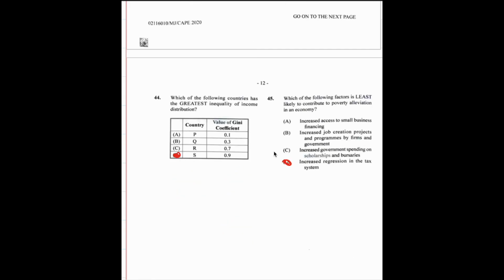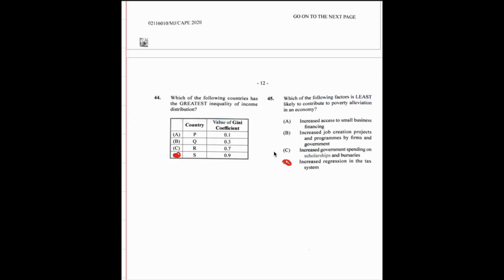D. D is S, which has a Gini coefficient of 0.9. So the closer you are to 0 is actually the more even the income distribution is within your country, and likewise the closer you are to 1 is the more uneven the income distribution is in your country. So as you can see, S is the closest one to 1, so the answer would be D.